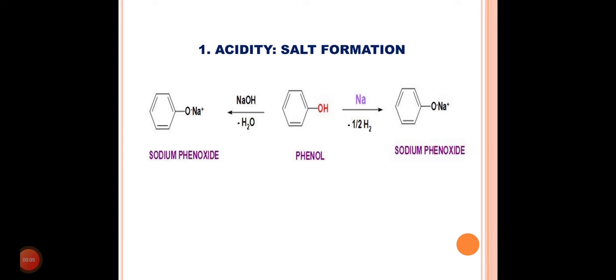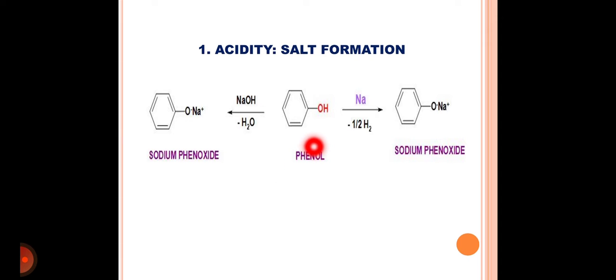The first reaction is the acidity of phenol, that is the salt formation. Phenol reacts with sodium to form sodium phenoxide by the loss of proton on oxygen. Though it gives proton in this reaction, phenol is said to be acidic in nature.